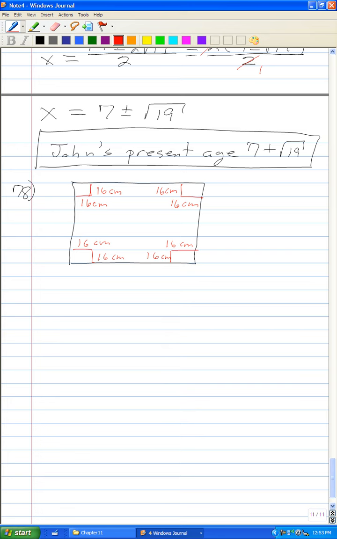The edges are turned up to form an open box. And so you're going to actually turn these up so that you're going to get some sort of box from this.